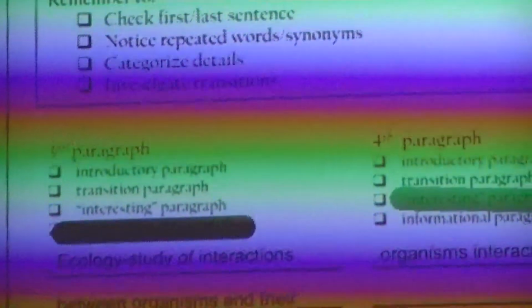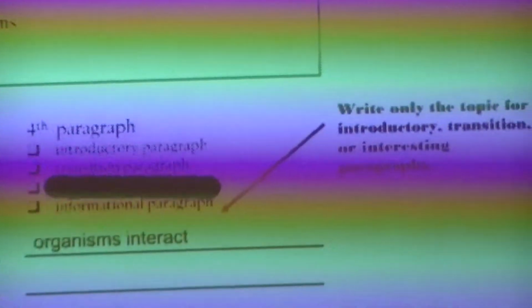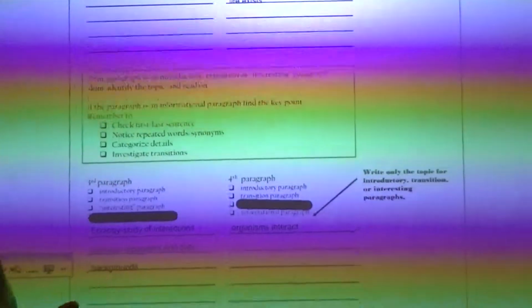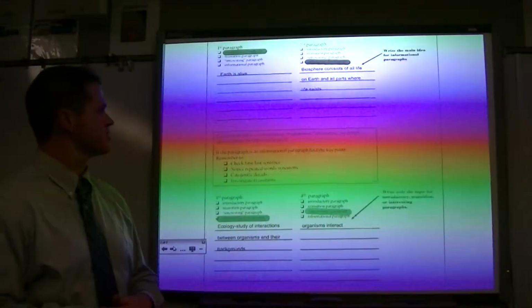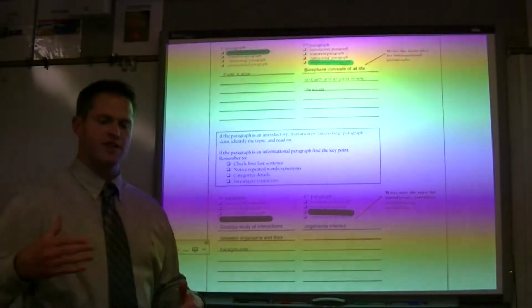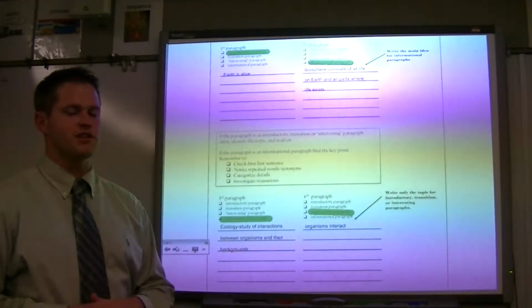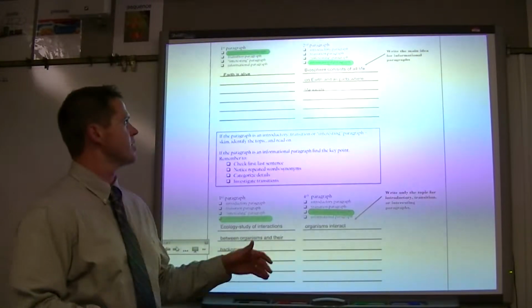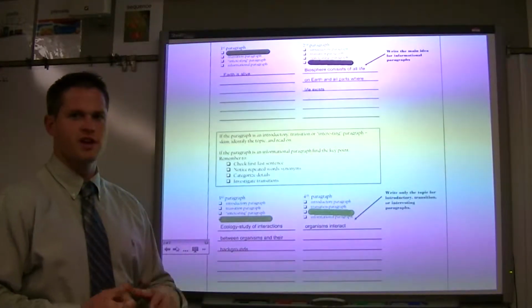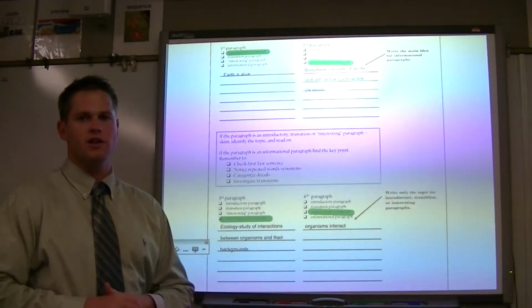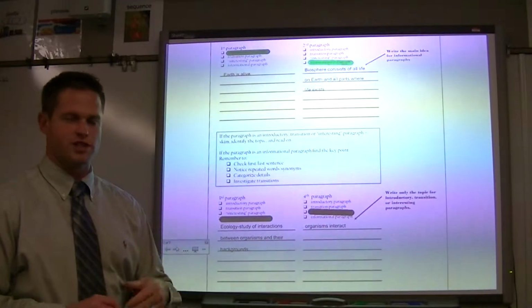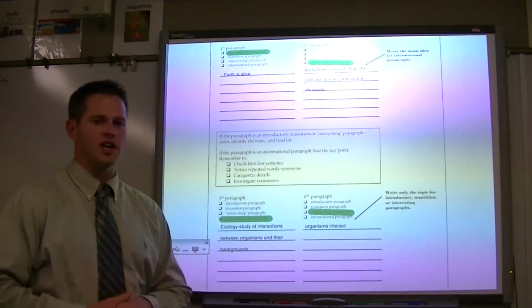An introductory paragraph obviously just introduces. A transition paragraph transitions from one topic to the next. Interesting paragraphs give good information, but not necessarily related to the key points. And then informational paragraphs are the really quality paragraphs that we want to focus on. Those are the paragraphs that have all the key information.